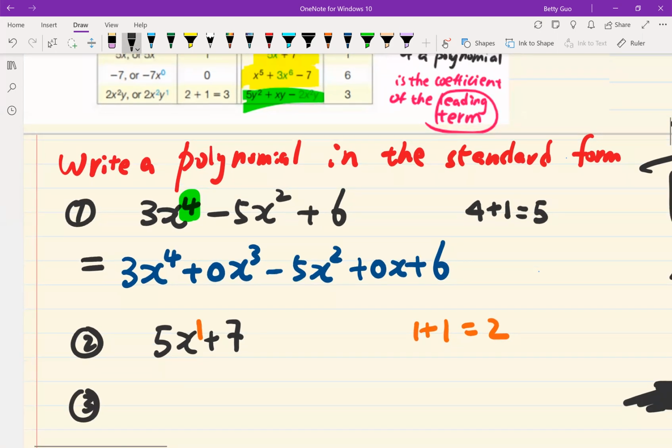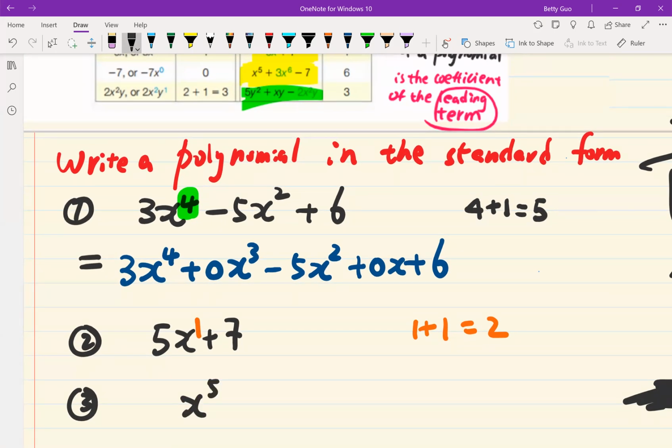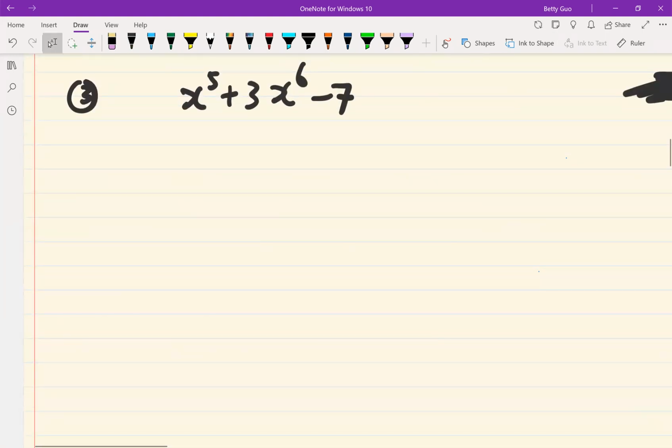Number 3. The polynomial is x to the power 5 plus 3x to the power 6 minus 7. Why do we spend time to learn standard form? Because we need it. Need it for what? We need it for operations of polynomials, because in the rest of the chapter, we're going to learn how to add, subtract, multiply, and divide polynomials. We need to know the standard form of a polynomial.